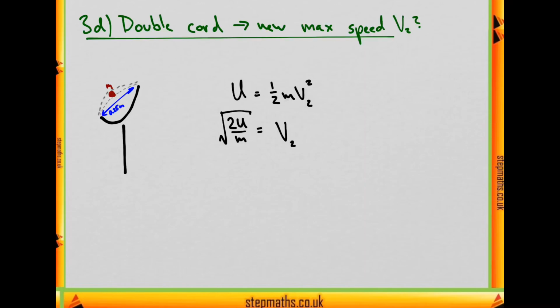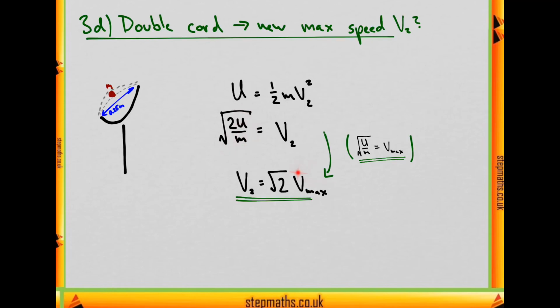So rearranging for v2, and then using the fact that v max from the previous section was root U over m, and we see root U over m here too, we can substitute v max, and we see that v2, the new maximum speed, is root 2 times the old maximum speed. And that is the final answer to section D, and in the exam, it was option D.